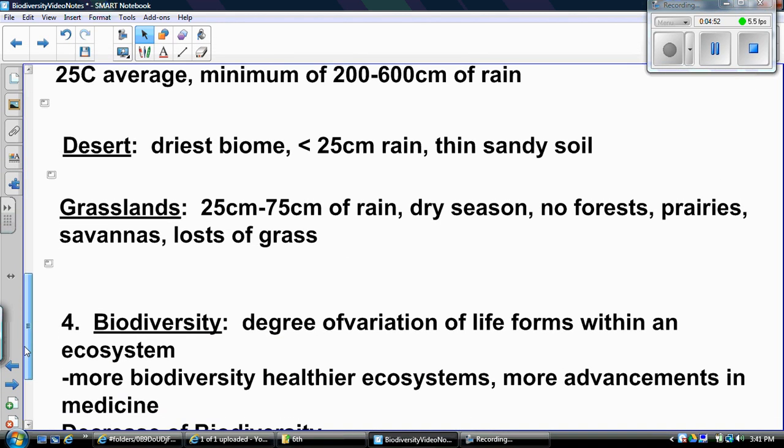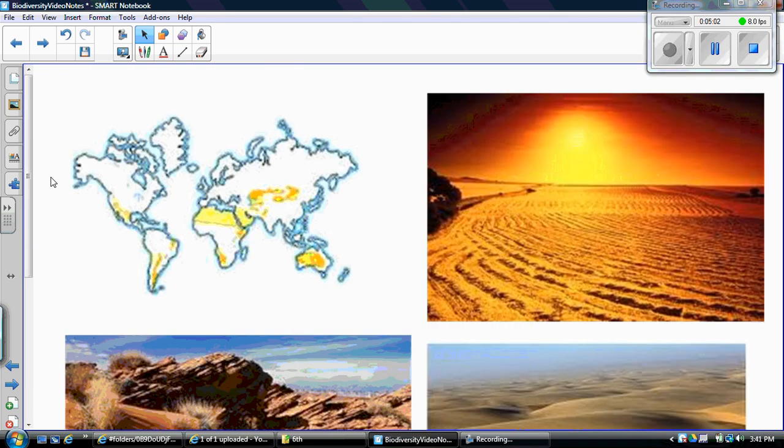Then there's the desert biome. It's the driest biome, with less than 25 centimeters of rain on average, and thin, sandy soil. This is where the deserts are located on Earth.